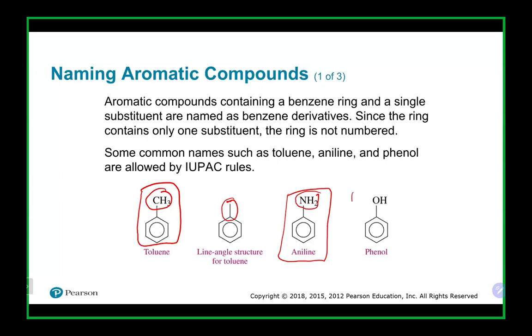If you have a benzene ring with an OH group, that is what is known as a phenol. Sort of like an alcohol type of situation happening here. And again, those are three very common names that are still used today, the historical type of names.